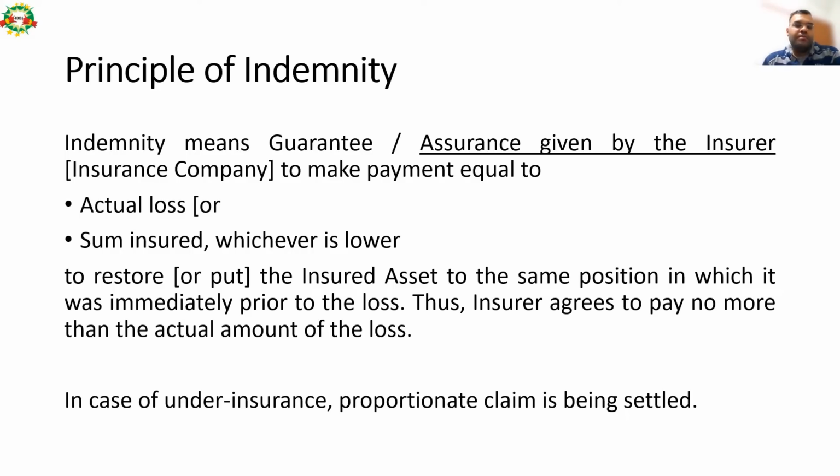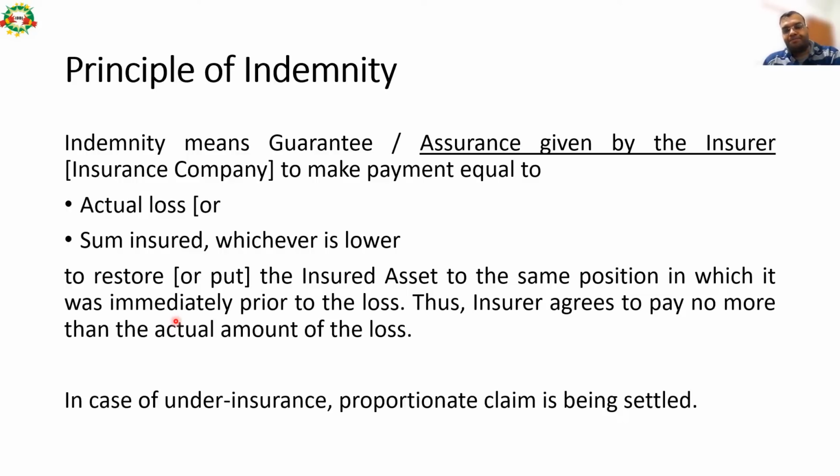So this is the third principle of insurance, which is the principle of indemnity. Indemnity means guarantee or assurance given by the insurer, the insurance company, to make payment equal to actual loss or sum insured, whichever is lower, to restore or put the insured asset to the same position in which it was immediately prior to the loss. Thus, the insurer agrees to pay no more than the actual amount of loss.